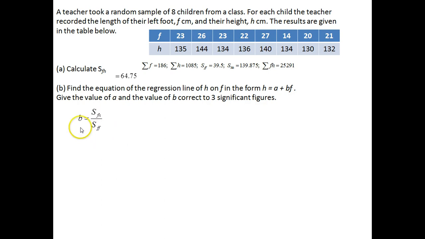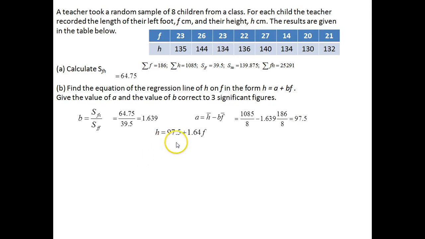The regression line. So our estimate of the gradient, the b, would be SFH over SFF. So 64.75 divided by 39.5, and we get 1.639 as an estimate for the gradient. It has to go through the mean, therefore an estimate for alpha is given by 97.5. So our regression line equation is 97.5 plus 1.64 times F.